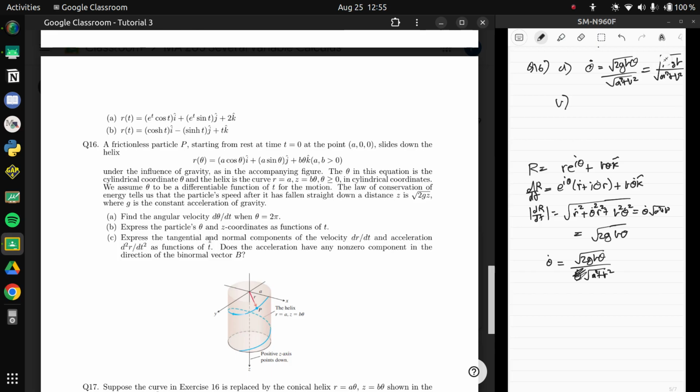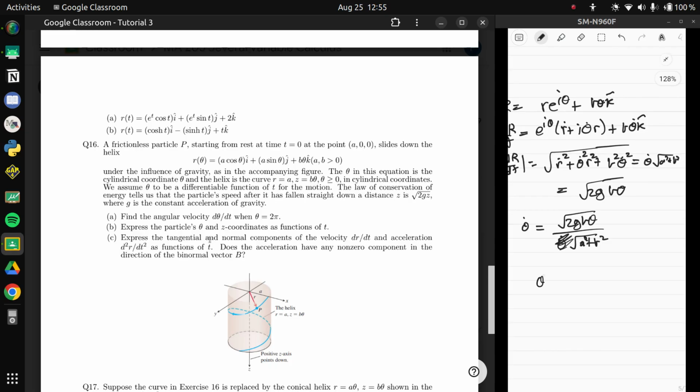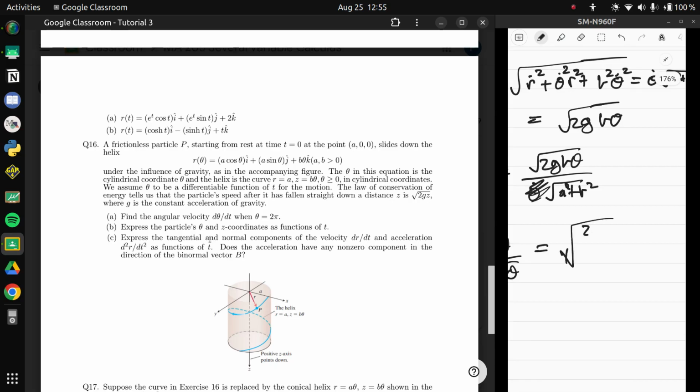Functions of time. So first thing is to write the z coordinates as a function of time, and then everything will fall into place. So, z equals b theta, or you could just do it directly and solve. So what you have is theta dot upon square root of theta, that's equal to all of this constant, so just square root of 2gb upon a squared plus b squared, right?